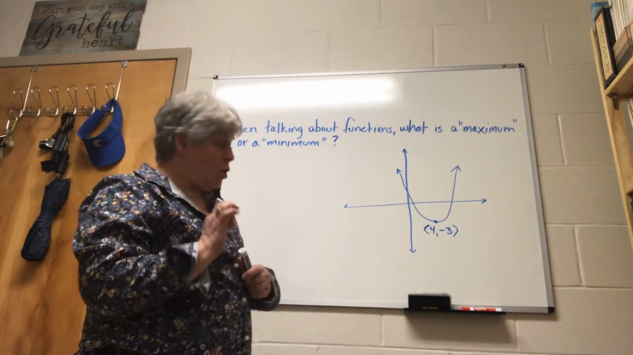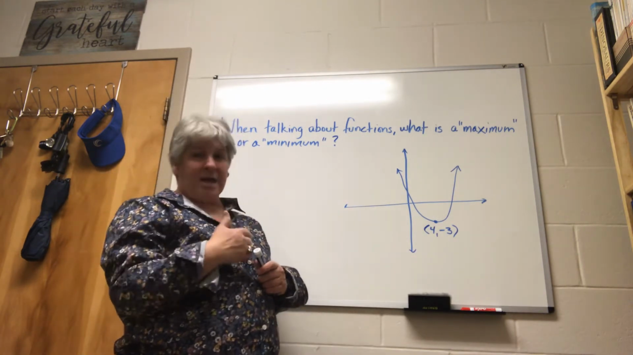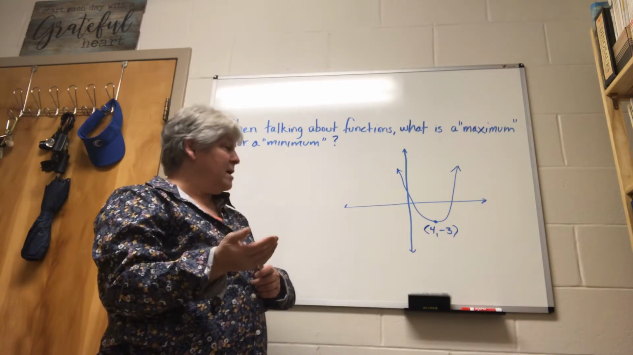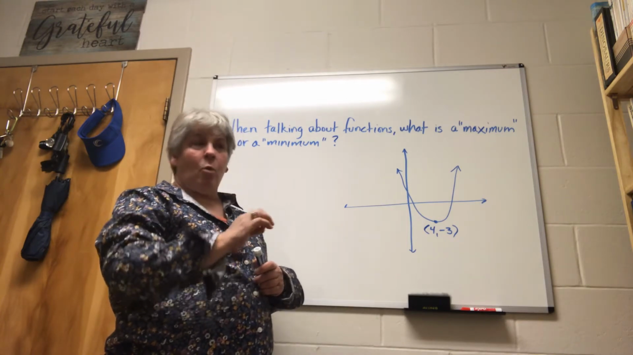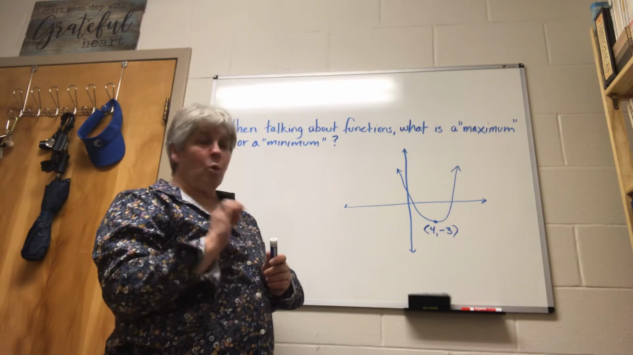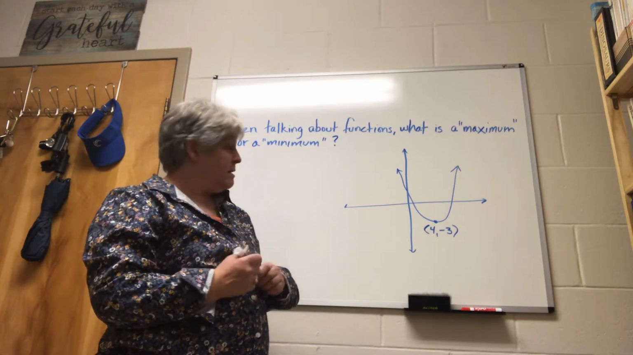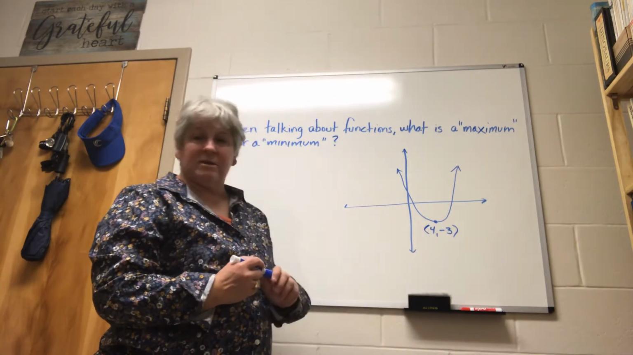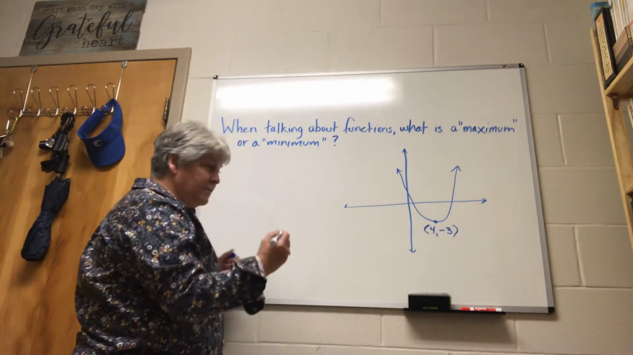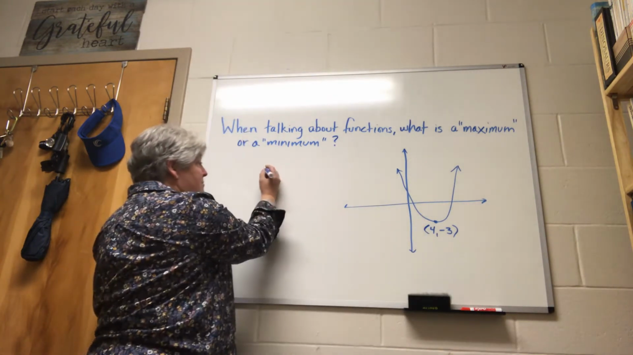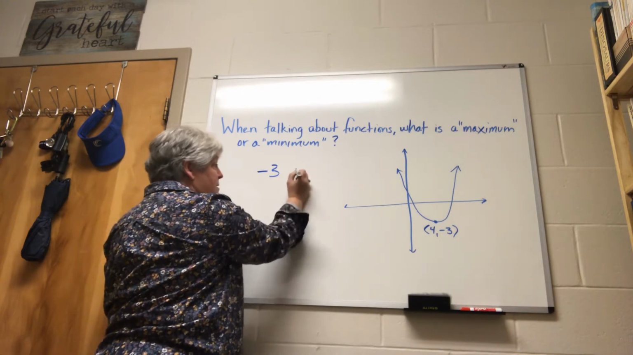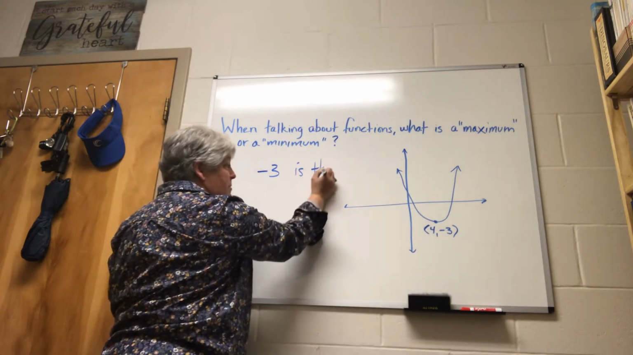A minimum is always a y value. A maximum would always be a y value. It's literally saying what is the highest or lowest y value achieved by the function. So in this case, the lowest it ever got is -3. So -3 is the minimum.